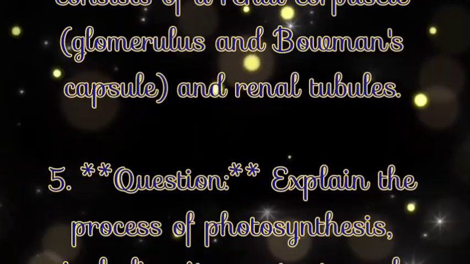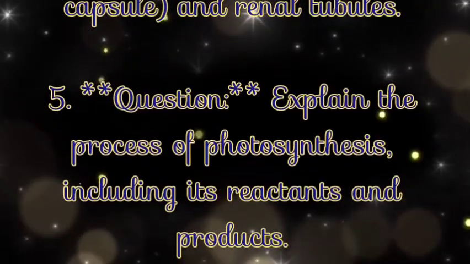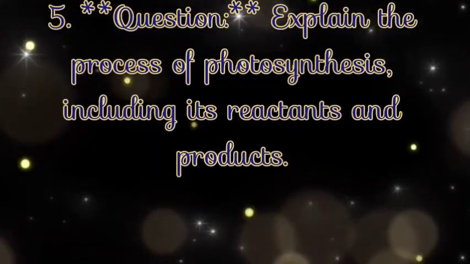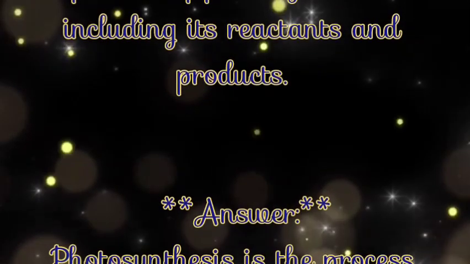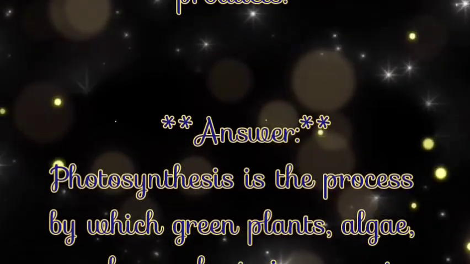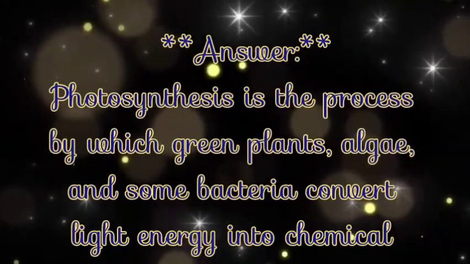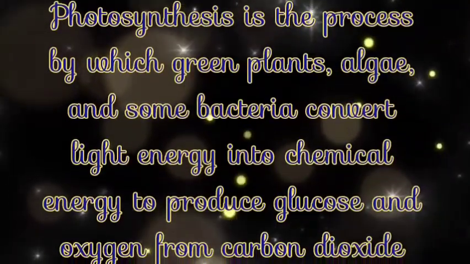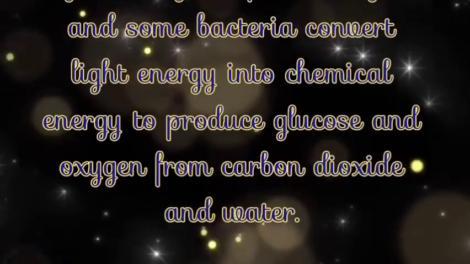Question number 5. Explain the process of photosynthesis, including its reactants and products. The correct answer is photosynthesis is a process by which green plants, algae, and some bacteria convert light energy into chemical energy to produce glucose and oxygen from carbon dioxide and water.